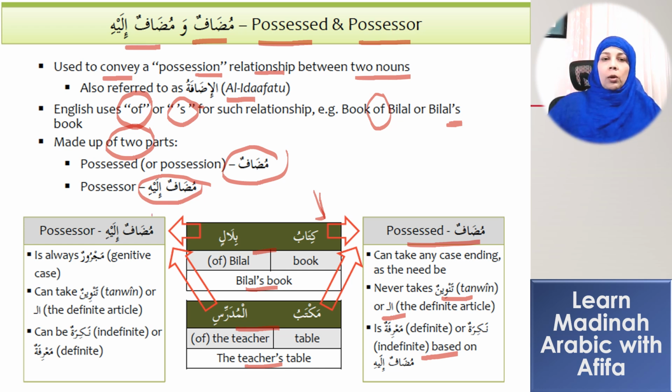And we also studied the Mudaf ilayhi, which is the second noun, and we said it is in the majroor case, the genitive case. We said it can take tanween, as in Bilalin, and it can take al, as in al-mudarrisi, right? But they are both in the majroor case. And the Mudaf ilayhi can be indefinite, and those examples we are going to study later.